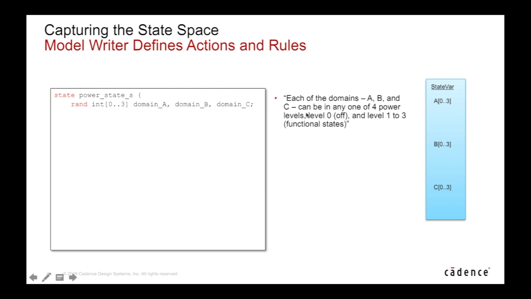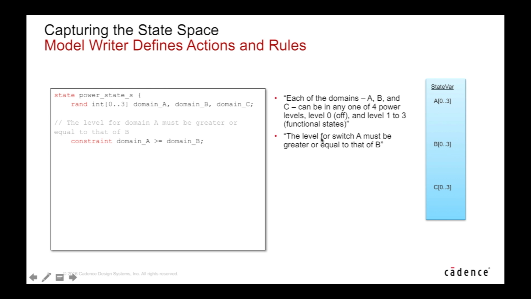This is the English section from his description. Each of the domains A, B, and C can be in one of four power levels. 0 is off, and 1, 2, 3 are functional states. You can just describe this as an integer that can go from 0 to 3, and here we have three different domains A, B, and C.